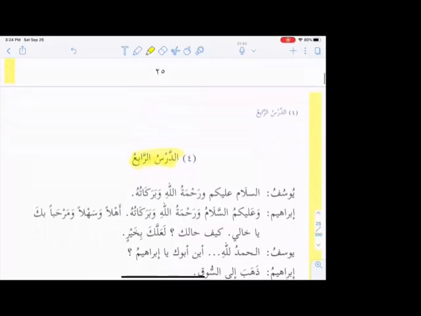So Yusuf is entering the house and he's saying, Assalamu alaikum wa rahmatullahi wa barakatuh. Ibrahim: Wa alaikum assalam wa rahmatullahi wa barakatuh. He's returning the salam of Yusuf. Ahlan wa sahlan wa marhaban bika. Now this, my brothers and sisters, someday we will analyze, but in brief, it is welcome. Welcome, welcome. Okay.